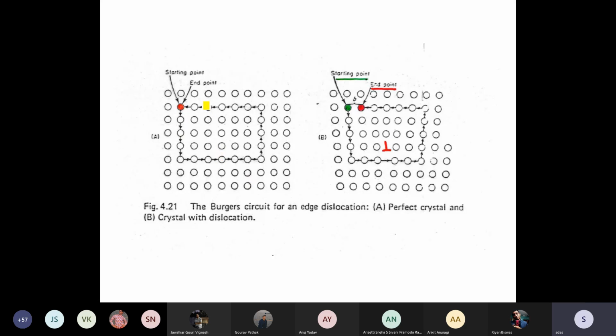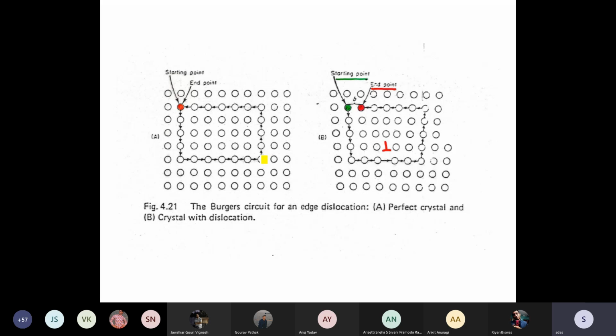This is a perfect crystal. No defect is there. Let's assume one atom randomly and start a circuit from there. 1, 2, 3, 4. Randomly I chose 4 atom spacings down from that red color atom. Then from left to right I move 1, 2, 3, 4, 5, 6. It can be 7, it can be 4, it doesn't matter. Now I came down by 4 atom spacings.